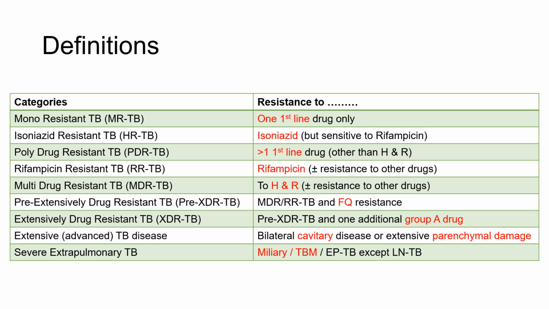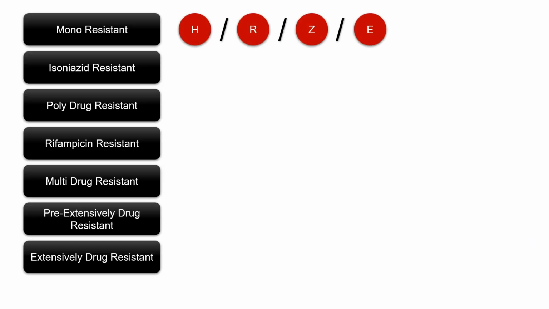So these are the definitions. If you want, you can pause and take a note of these because it's very important. So what exactly is monoresistant? Monoresistance means that if any one of the first-line drugs, isoniazid, rifampicin, pyrazinamide, or ethambutol, is resistant, it is called monoresistant. What is isoniazid resistant? Isoniazid resistance means isoniazid resistant plus sensitive to rifampicin. That is very important. What is polydrug resistant? More than one drug except isoniazid and rifampicin.